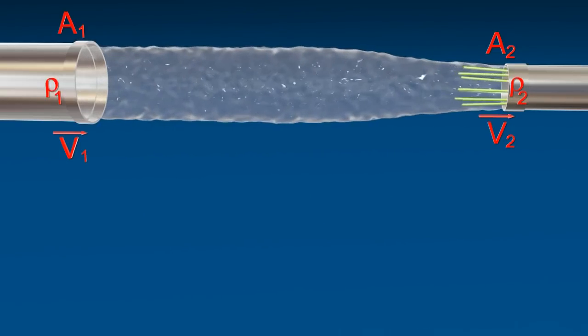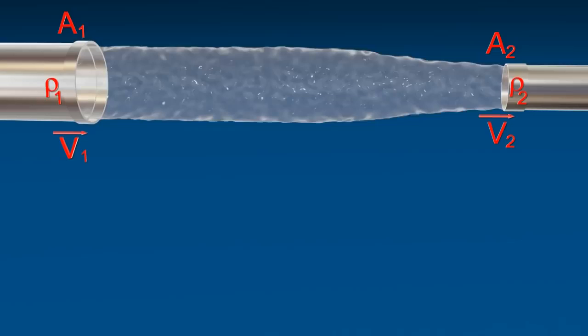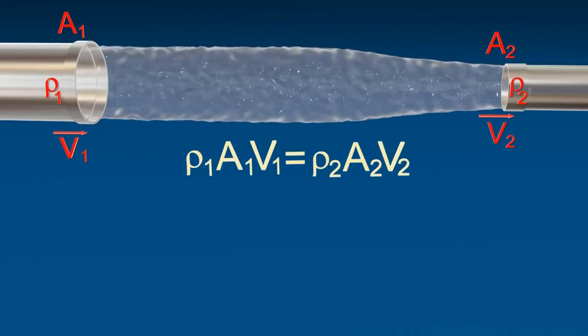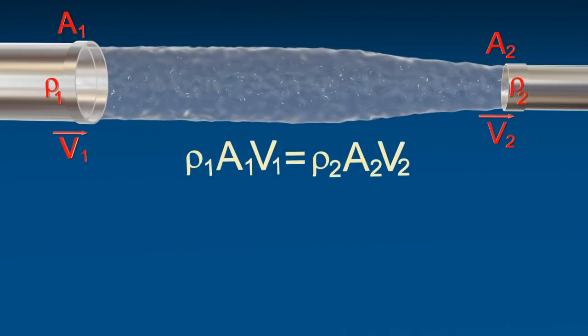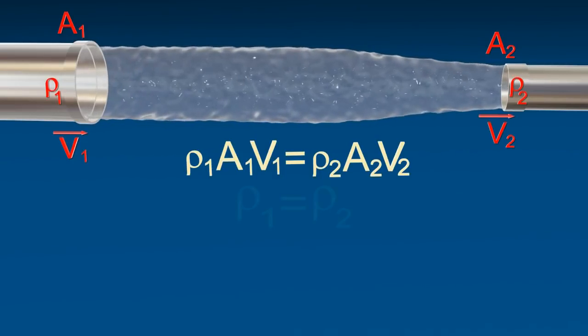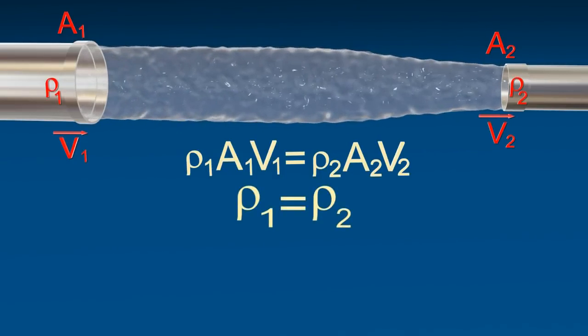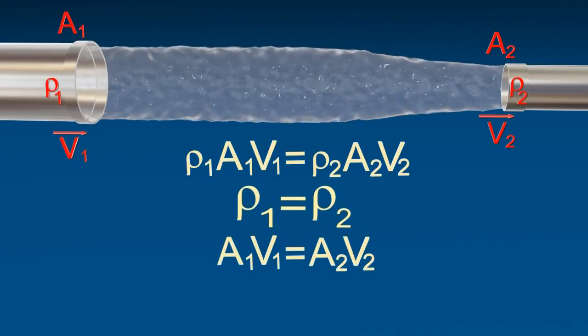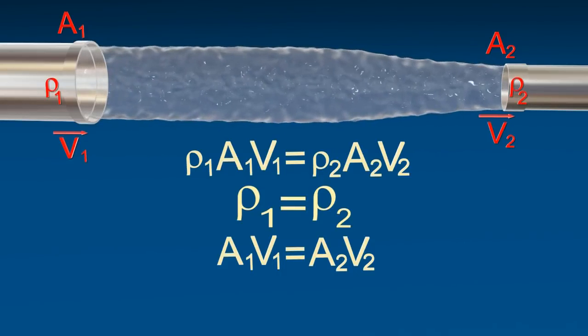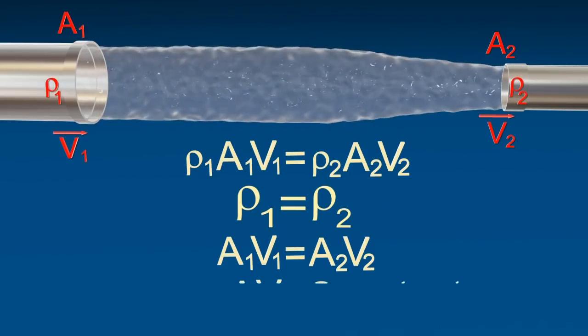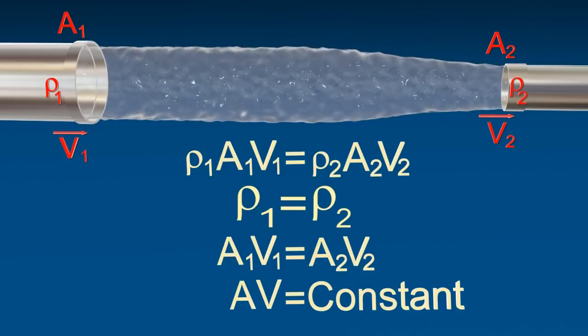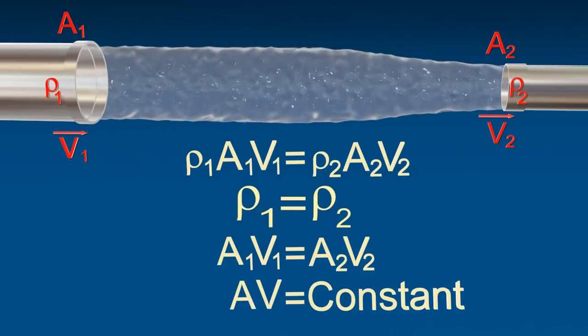Assuming there is no loss of fluid in the tube, that is, for an ideal fluid, therefore, A1V1 equals A2V2, or AV equals constant. This is the equation of continuity.